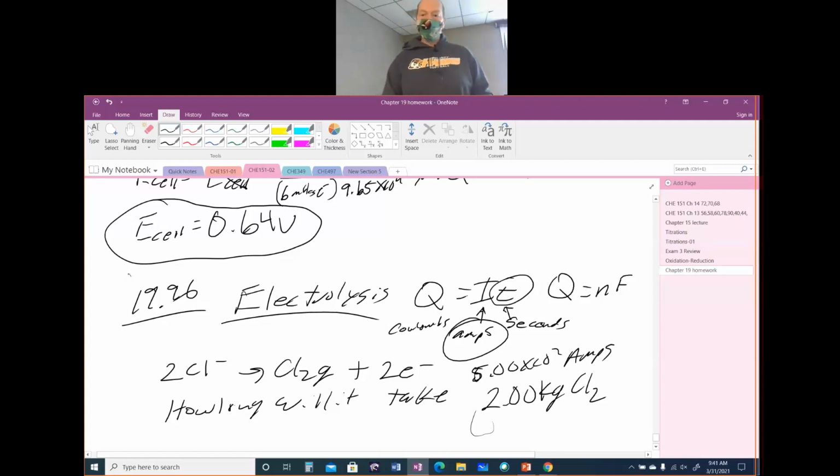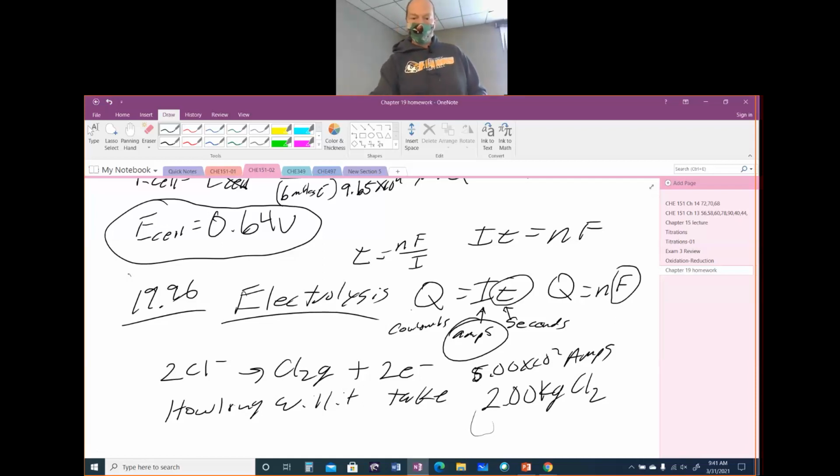All right, so F is a constant, and we want to find time. So if Q is equal to IT and Q is equal to nF, then I know that IT is equal to nF. We're solving for time, so just divide both sides by current. To get the answer, we simply take nF and divide by I. We already know F, it's a constant. We know I, it was given, it's 500 amps. All we have to do to solve this problem is calculate n.